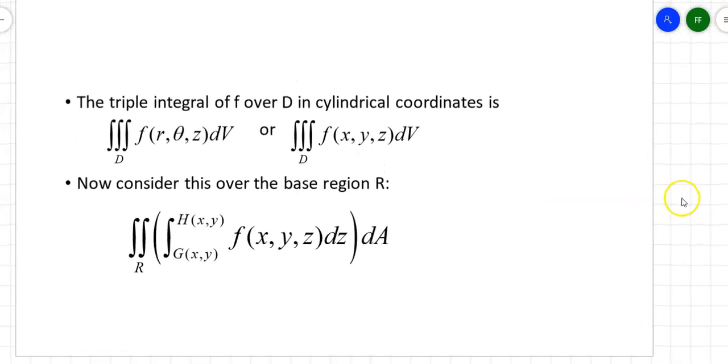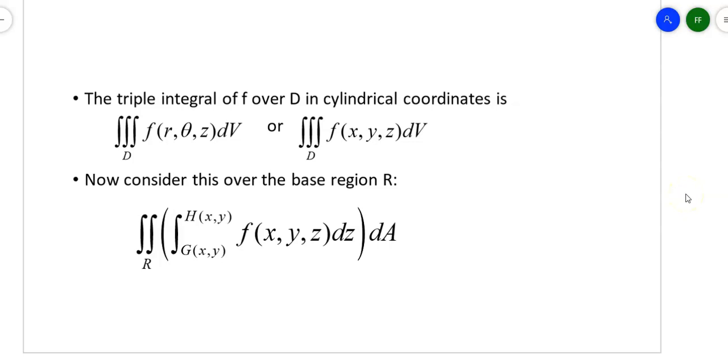And then there's a second half to this too. So if I want to integrate with respect to volume, right, f of r, theta, z with respect to volume over some region, right, the triple integral over D, some region in space D, with cylindrical coordinates looks like this. Now, if you look at the region in the base, you can start separating these. Instead of integrating over the volume, you can pull the z out and now integrate that over the area. When you do, your limits of integration become functions of x and y.